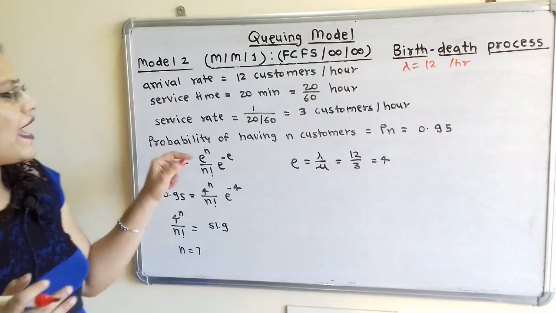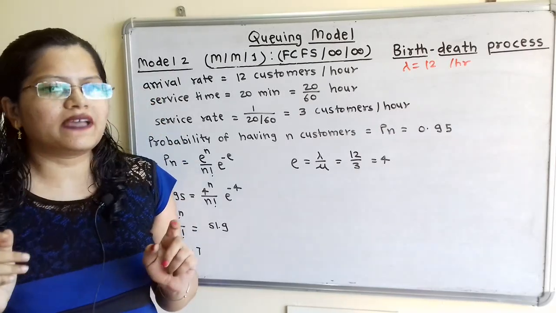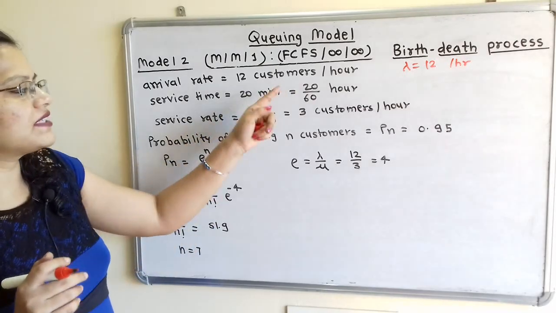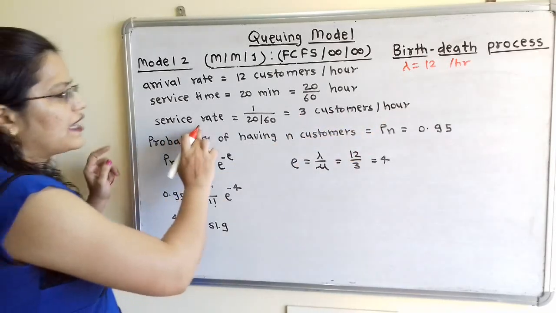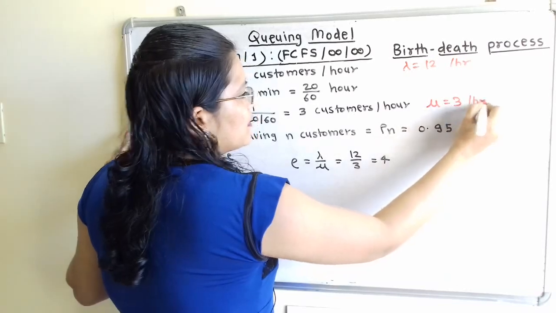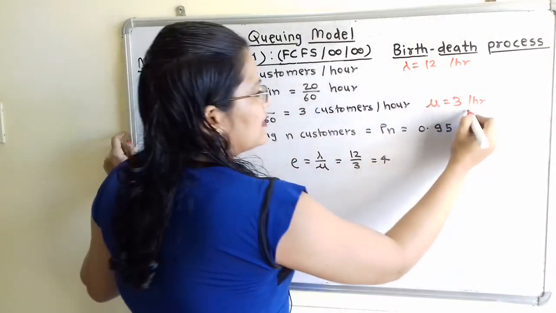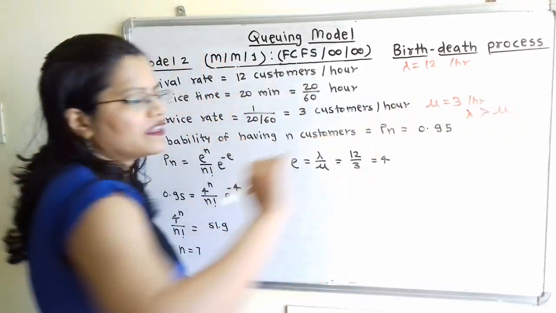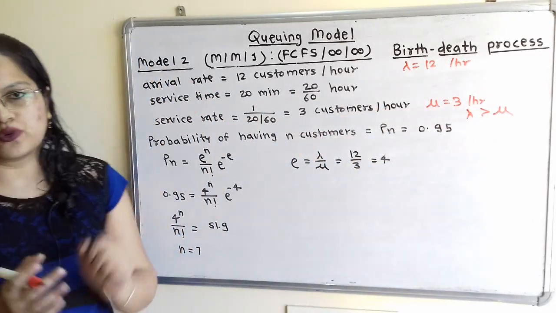Now how do we calculate the service rate? The service rate is equal to 1 divided by service time, that is 1 divided by 20 by 60. That means 60 by 20, which is equal to 3 customers per hour. So the service rate mu is equal to 3 customers per hour. Now if we compare lambda and mu, lambda is greater than mu, that is, the arrival rate is greater than the service rate. So this question is under model 2.